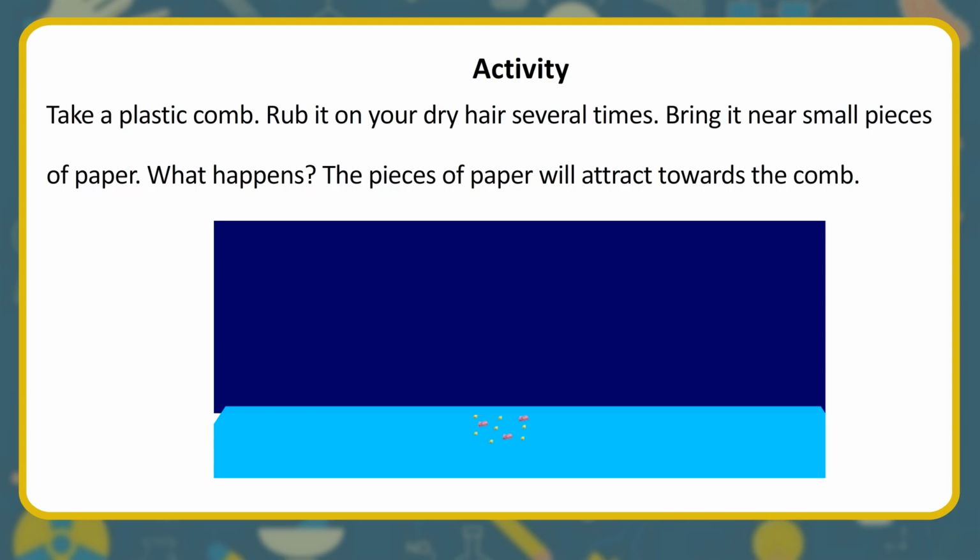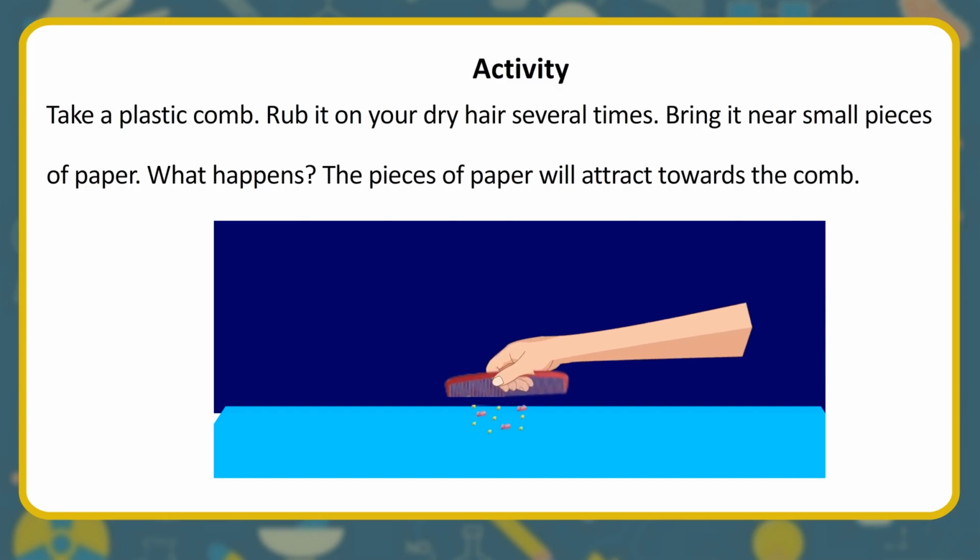Activity. Take a plastic comb. Rub it on your dry hair several times. Bring it near small pieces of paper. What happens? The pieces of paper will attract towards the comb.